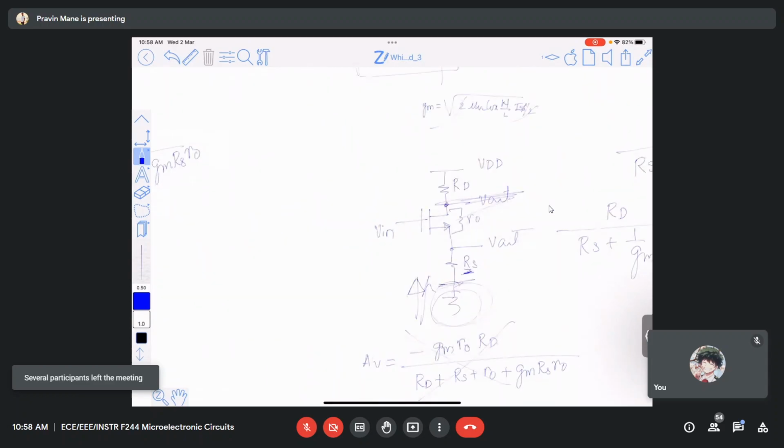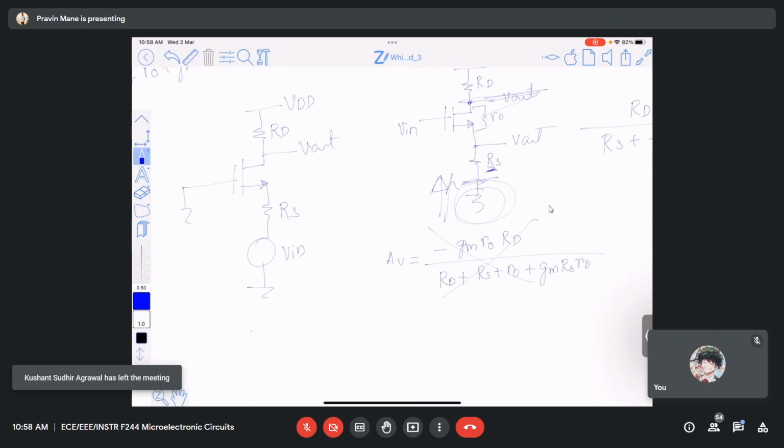Understood? And the third configuration is where input is applied here and output is taken from this point. This is RD, this is RS. This is connected to ground for gain calculation. What is the resistance connected at the output? RD. What is the resistance seen through the source terminal? You have to open it here and look from this. It is RS plus 1 by GM. Okay. Yes, sir. Thank you. Any other question?